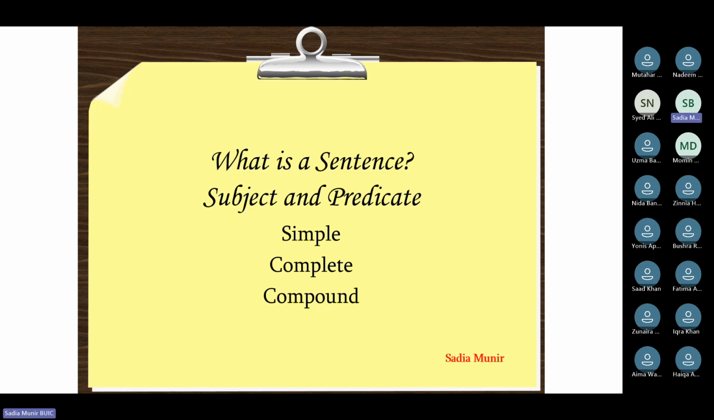So we'll quickly take a look at a topic that is very easy, something that you already know probably. We are going to talk about how a sentence is made and what is a subject and a predicate. Any idea how many of you are aware of this? You can show me thumbs up. That would mean that you know this topic already.